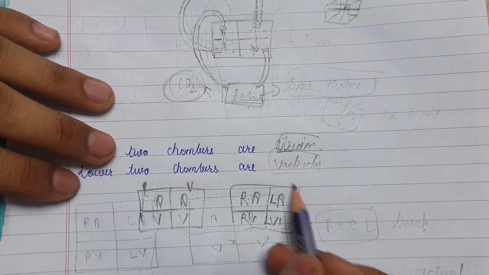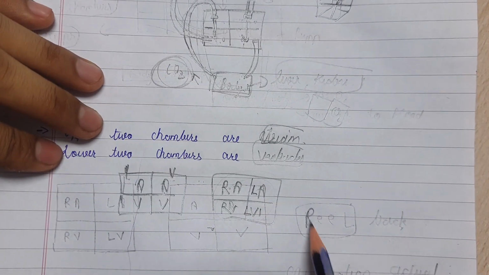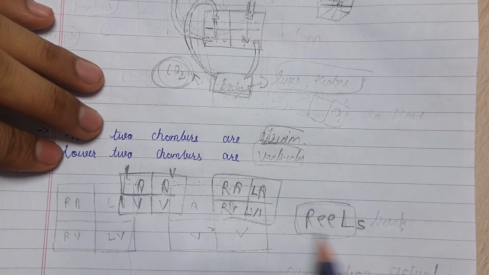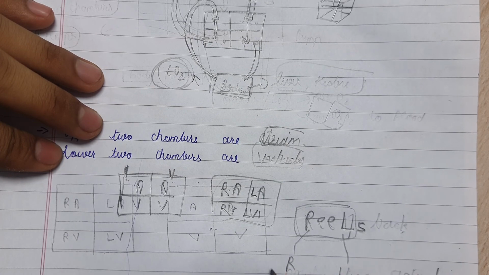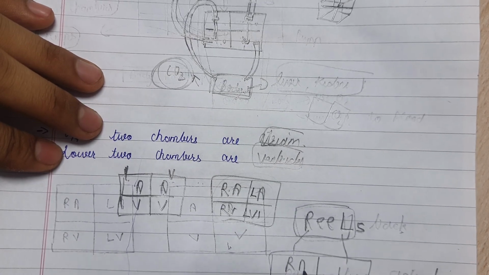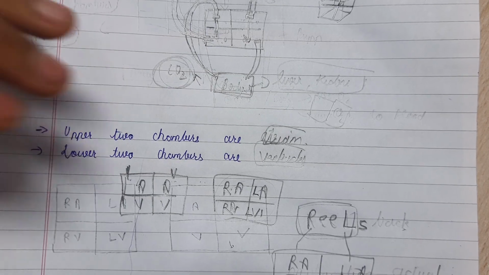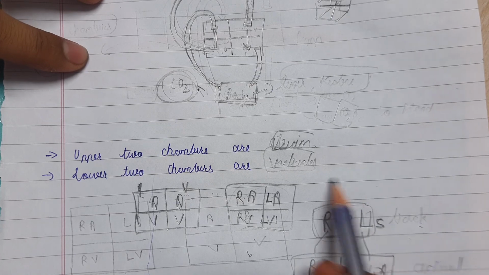Now if you cannot imagine it like this, or cannot learn like this, then remember the word reel. We all are watching many reels. So reel, R comes first, L comes after. So make a box: right atrium, left atrium, right ventricle, left ventricle, done. If you can't imagine, learn like this. So this was the naming of the chambers.